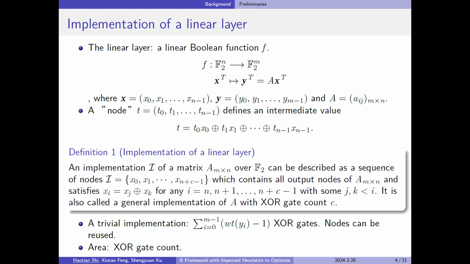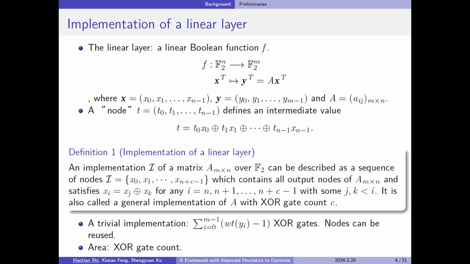First, we make it clear the implementation of a linear layer. The linear layer of a cipher is actually a linear Boolean function. It takes input vector X and outputs a vector Y. The Y transpose is calculated by matrix multiplication A times X transpose. And we say the matrix A describes the linear layer, and the matrix is the linear layer.